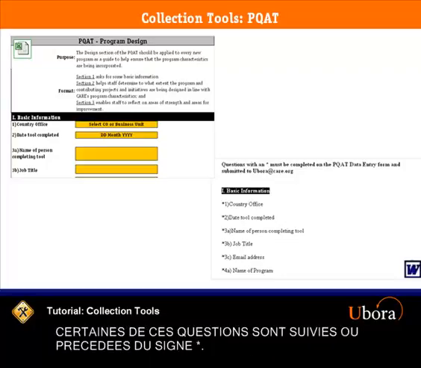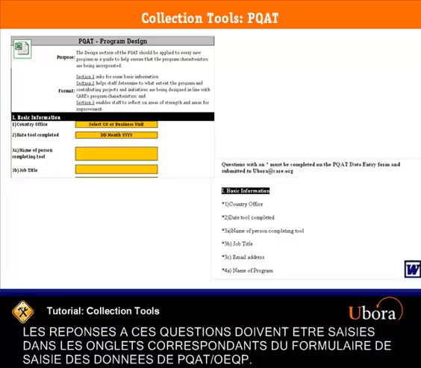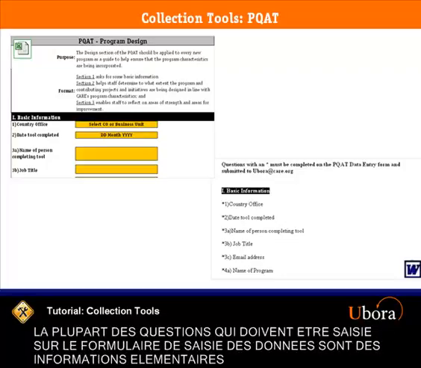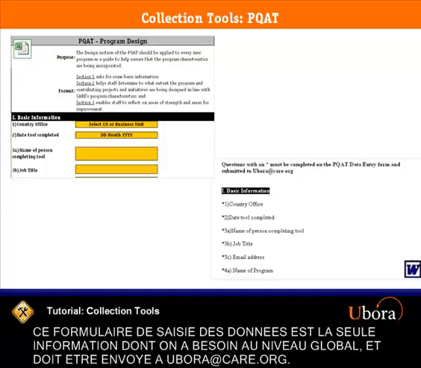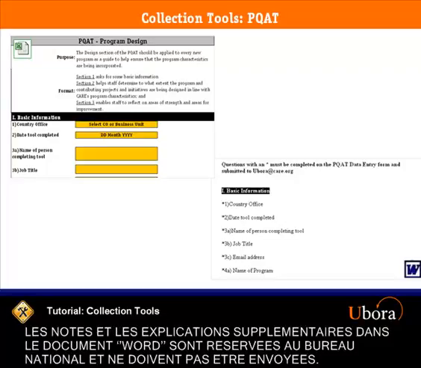Some of the questions are marked with an asterisk. The answer to these questions should be input into the corresponding tab of the PQAT data entry form. Most of the questions that need to be entered on the data entry form are basic information, the actual rating given for each question, and a brief summary of why the team gave the rating. This data entry form is the only information that is needed at the global level and should be submitted to ubora@care.org. Additional notes and explanations in the Word document are for the use of the CO and do not need to be submitted.